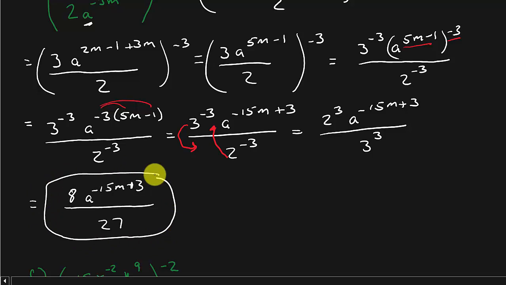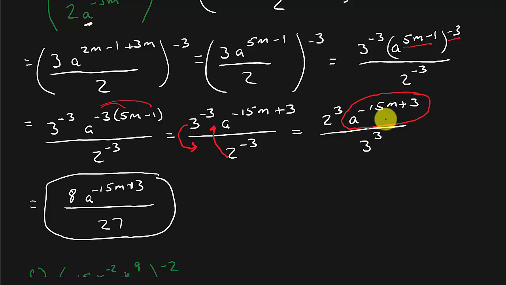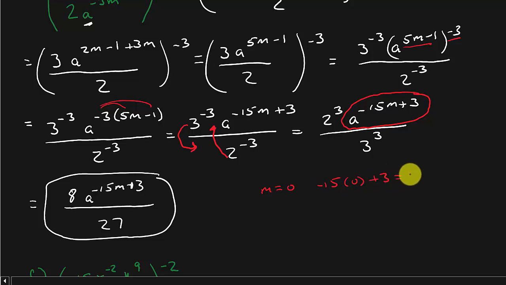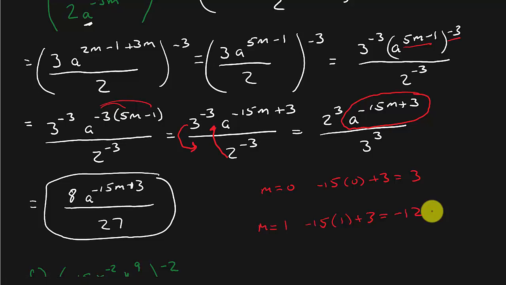Now you're looking at this and you might be thinking, why didn't you move this term across the fraction bar? Because there's a negative there. Well, I don't know if this exponent is positive or negative. Let's look. If m is equal to 0, then we get negative 15 times 0 plus 3, and that's 3. In that case, the exponent's positive. If m is 1, then we get negative 15 times 1 plus 3, and that's negative 12. In that case, the exponent would be negative. But we don't know what m is, so we don't know if that exponent is positive or negative. So when you have variables up in your exponent, just leave them in the numerator.